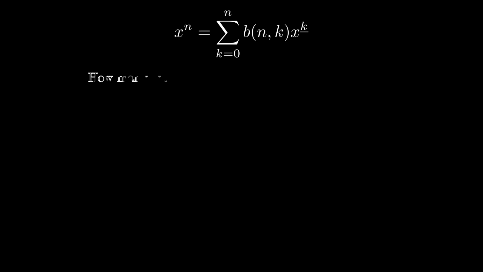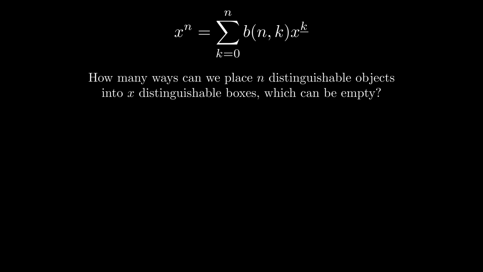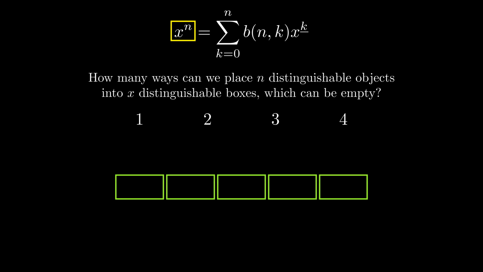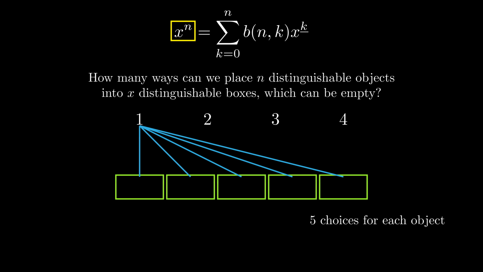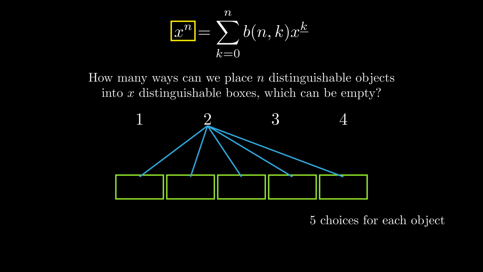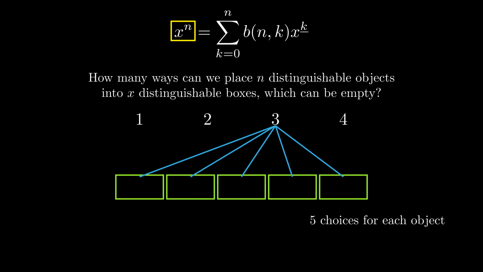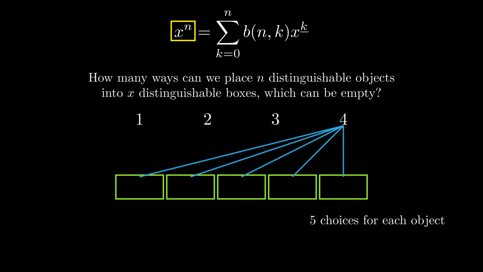The counting problem we will use is this. How many different ways can we place n distinguishable objects into x distinguishable boxes? This time, the boxes are in fact distinguishable, and they can even be empty. The left side is easy. For each object, you have x choices for which box to put it in. So this is just x times x times x, etc., n times, or x to the power of n.